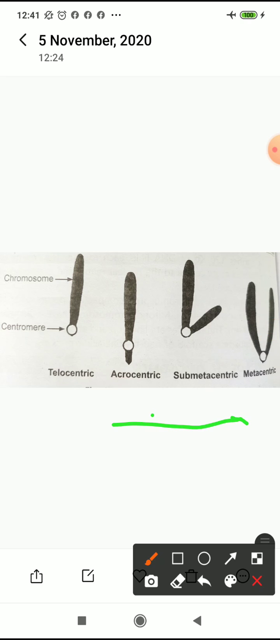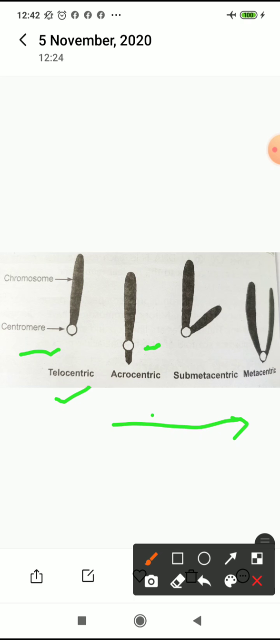see in this figure the position of centromere. Here it is at one end, here somewhere near one end, and like this. So based on position of centromere, the types of chromosomes are telocentric, acrocentric, submetacentric, and metacentric. So the telocentric type of chromosome.